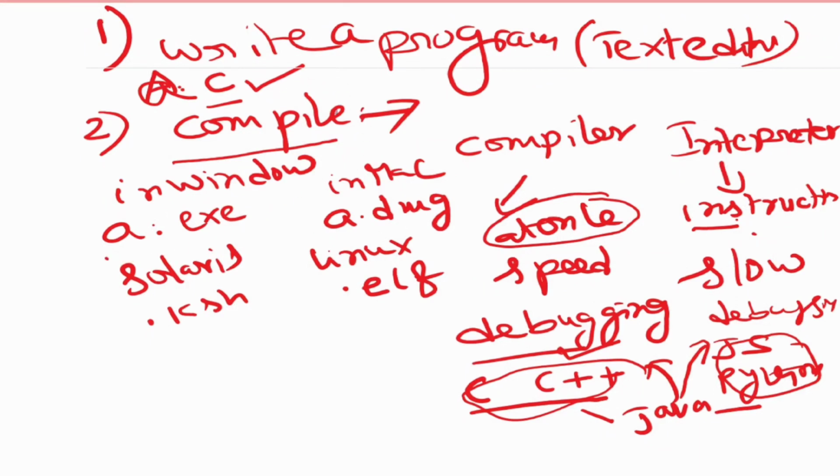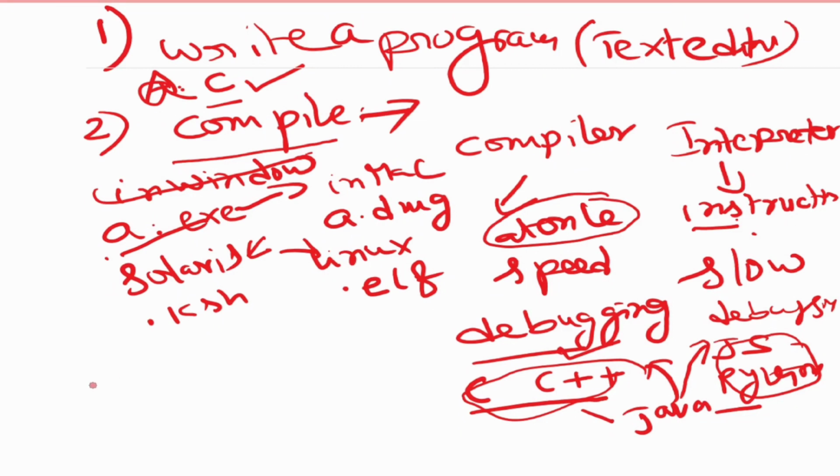If you compile this program on a Windows system, you will get a.exe. This will not work on Mac, Linux or Solaris. It will work only on Windows. That's why C is not a platform independent language. This is a platform dependent language, right?